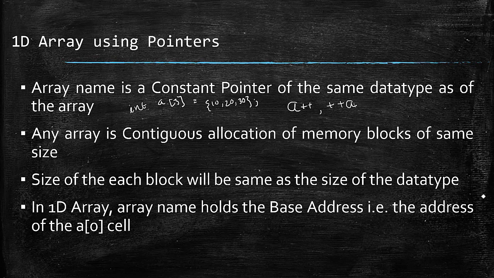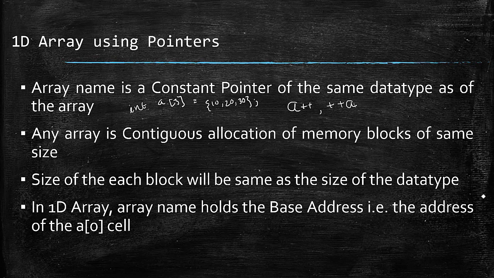Any array is a contiguous allocation of memory blocks of the same type. What does this mean? Here a is an integer type of array. There are 3 blocks, and each and every block will have the same size as an integer variable, and they will be allocated in memory in a continuous way. We are going to see that in a diagram in the next slide.